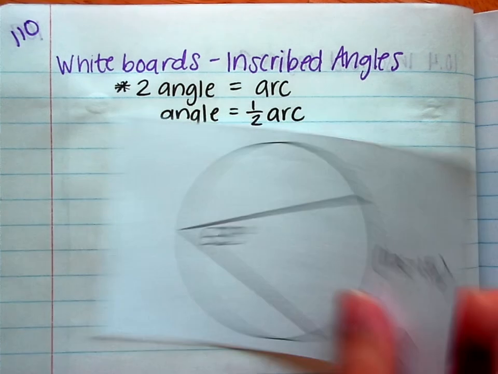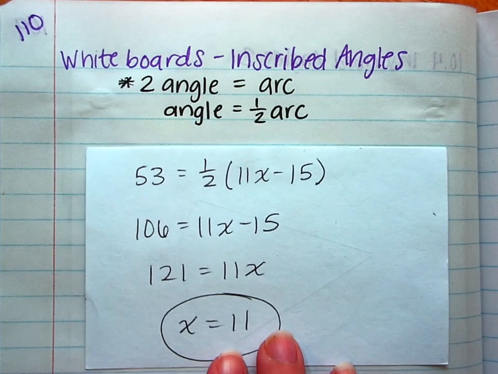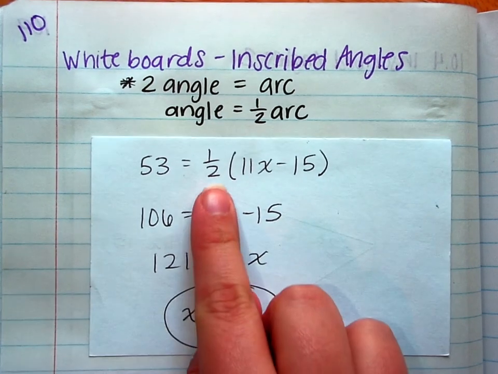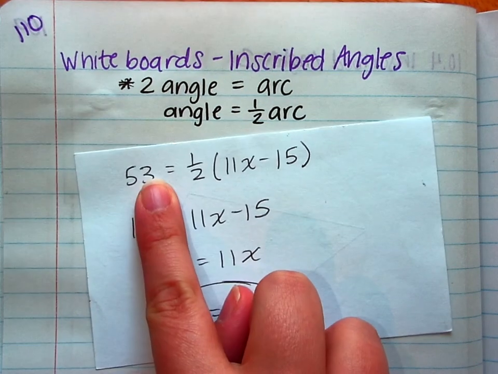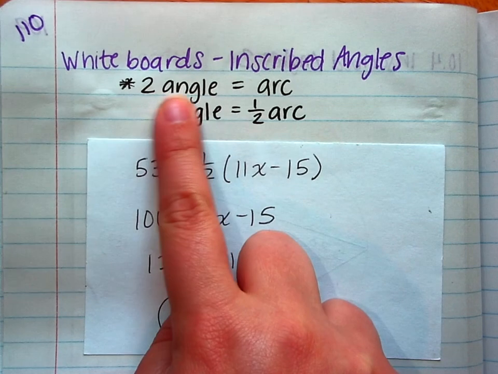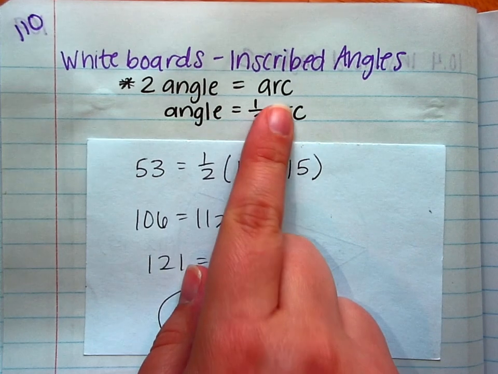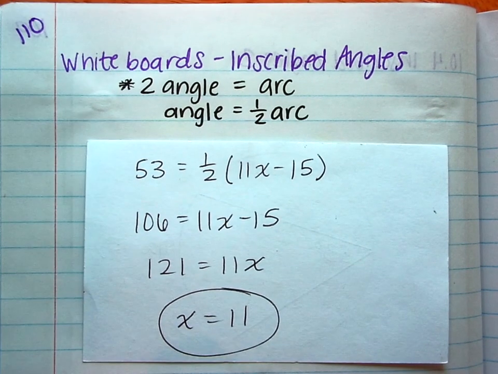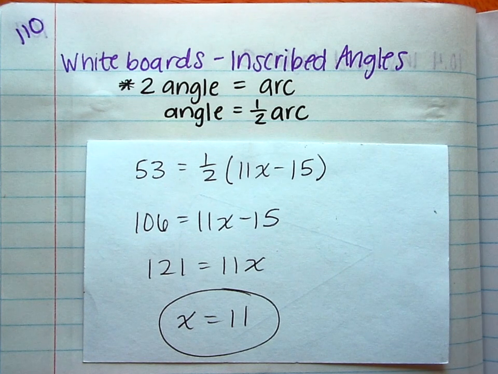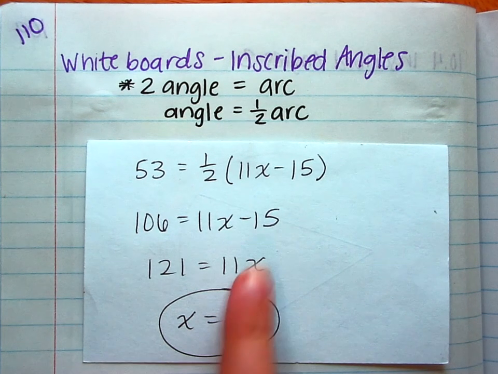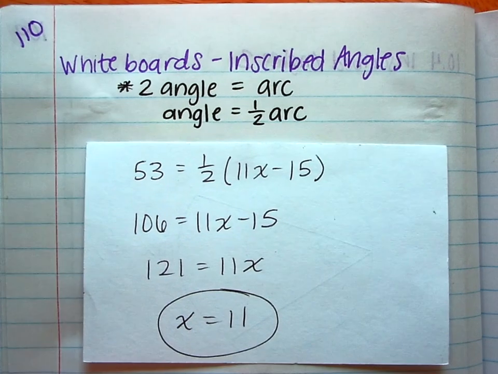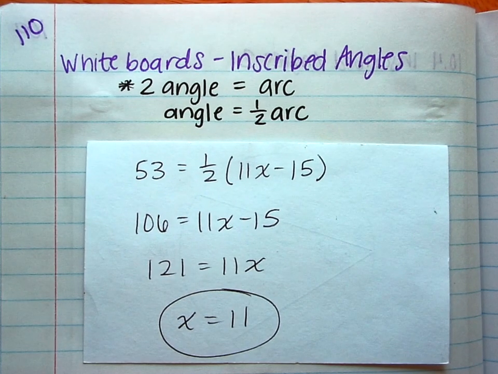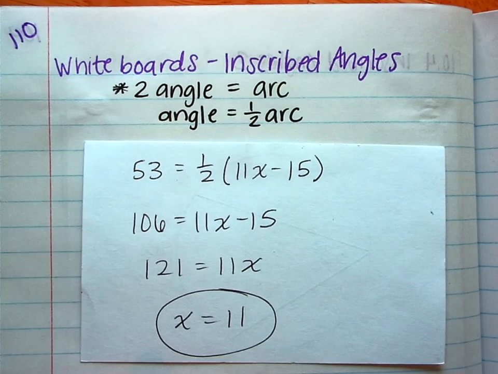Okay, so for this one, I started off with this formula and then I multiplied the 2 over. So basically we could have just started with this guy, 2 times the angle equals the arc. So we have 106 equals the arc measure, 11x minus 15. Solving for x, you get x is 11. So add the 15 to 106 and then divide by 11. X is 11. So you'll write that on this page, the work for that, number 1.